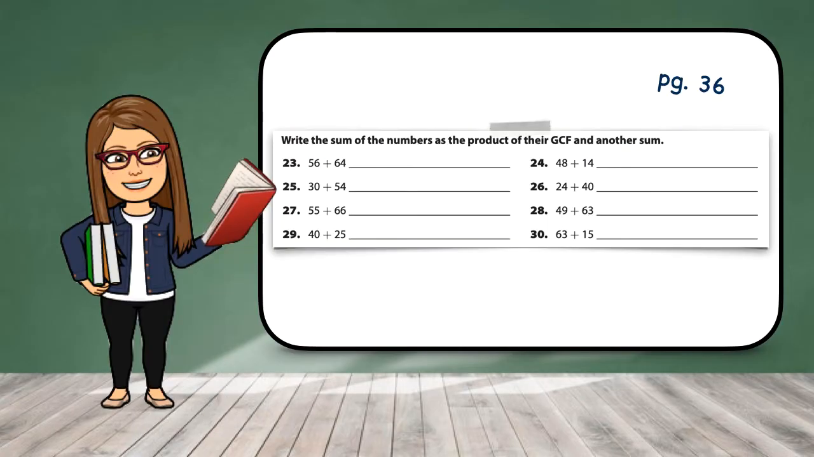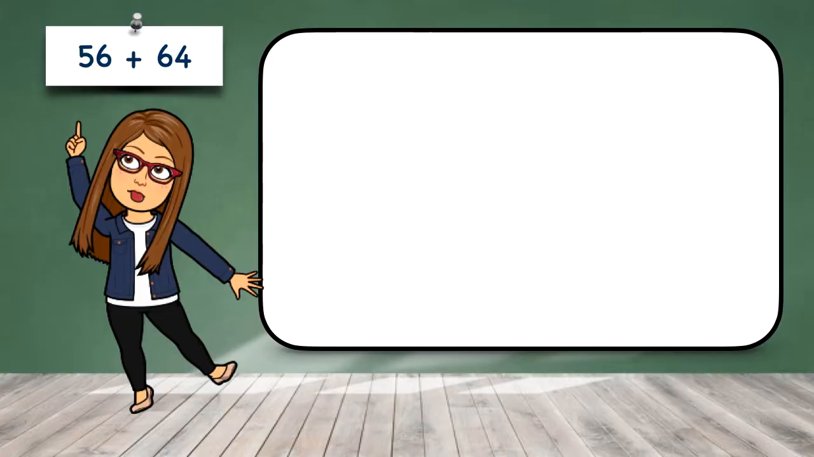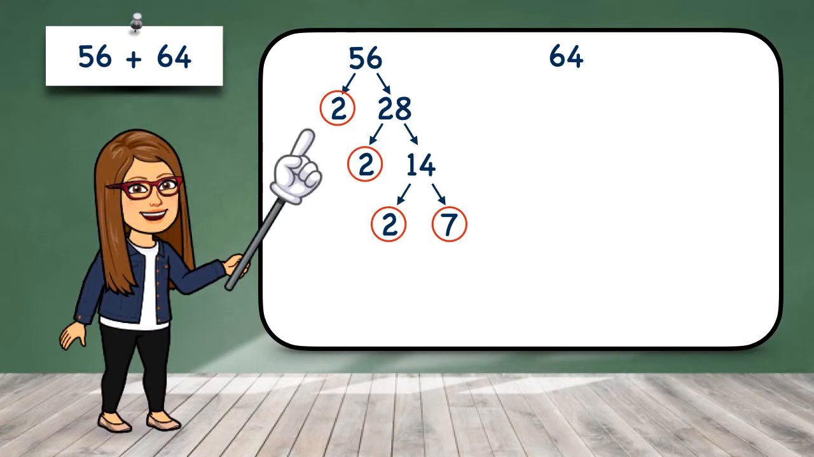So I'm specifically looking at problems 23 through 30 on page 36, and that's in the independent practice part of your homework. Let's look specifically at problem number 23, which is 56 plus 64. If we want to write that as a sum times its greatest common factor, which is what the instructions say on that problem, we're going to start by finding the prime factorizations of 56 and 64.